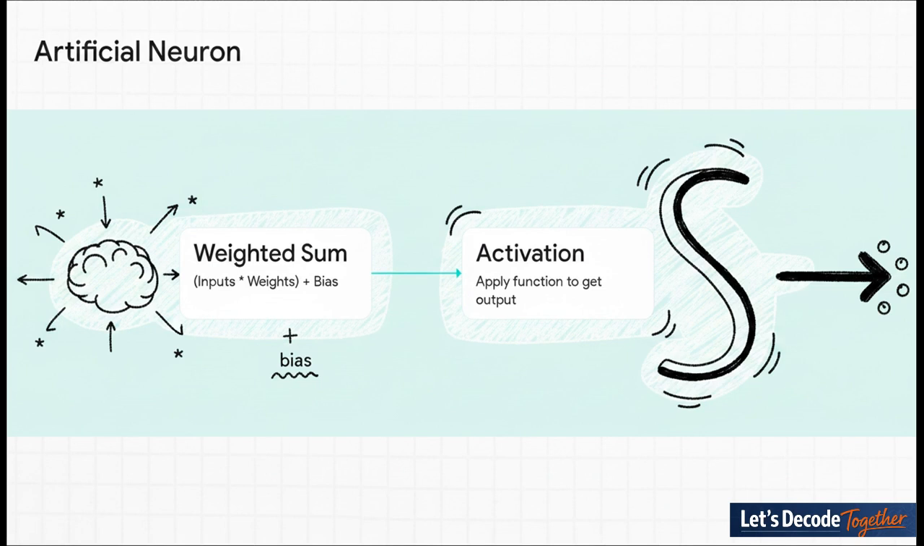Step 1 is a weighted sum. You're taking in inputs, which are literally just numbers, multiplying each by a specific weight, and adding a single bias number. That's it. Then step 2 passes that final sum through an activation function to get our output. It is genuinely just simple multiplication and addition.